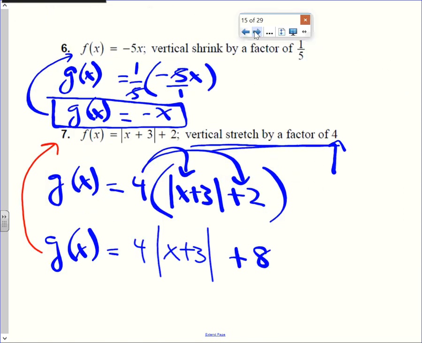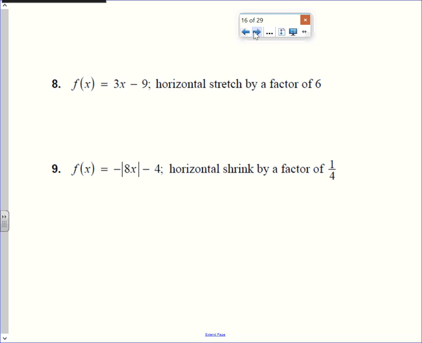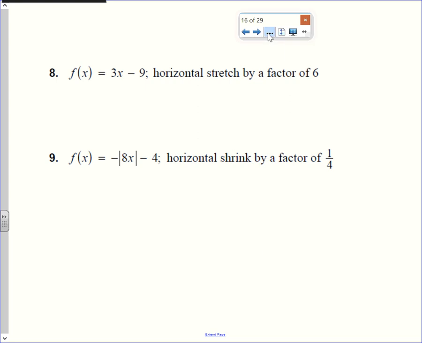So coming back over here to number 8, I'm looking at the input only, which is x. So I'm just going to multiply that x by a factor of 6. So here we go. g of x equals 3 times 6x minus 9. Notice that. Because we want to multiply the input by 6. That's going to stretch it.